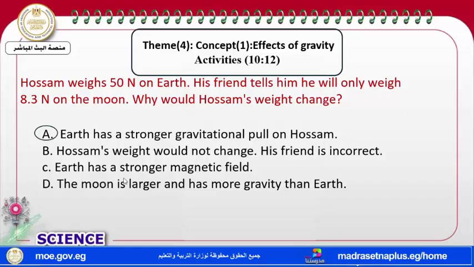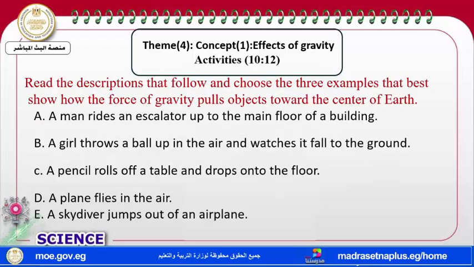Earth has a stronger magnetic field. Do you know the relation with the magnetic field? The moon is larger and has more gravity than Earth. No, of course that's false. The moon is smaller than the Earth.